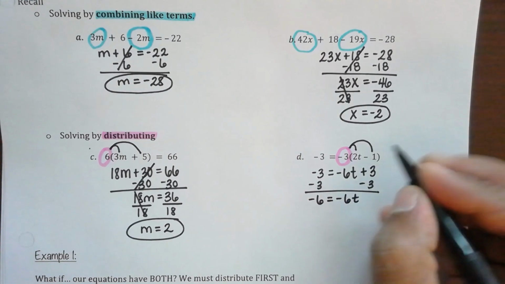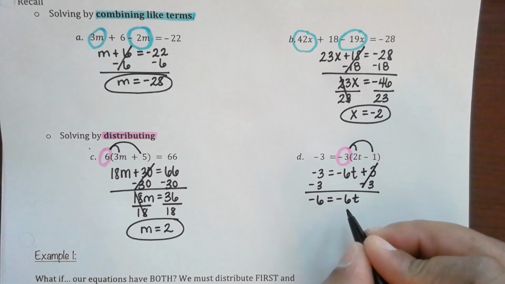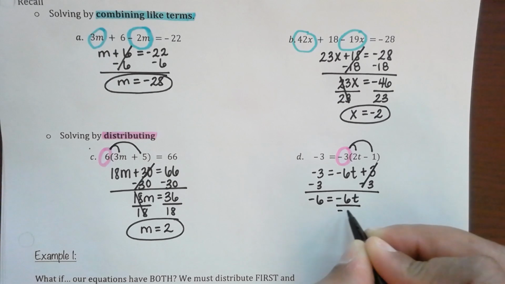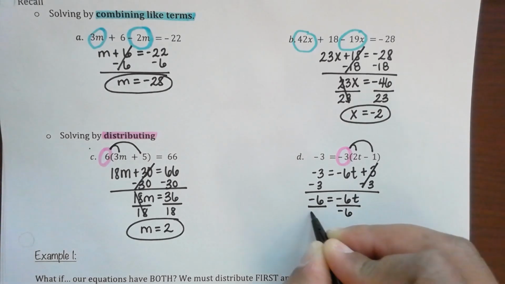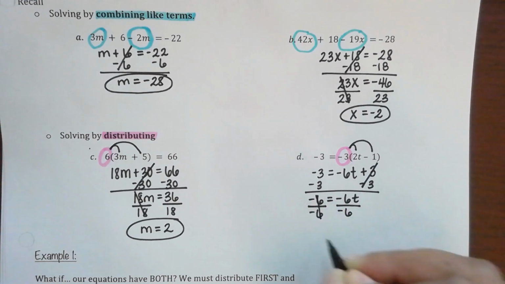-6. What happens to those threes? Cancel out. How do I get T by itself? Divide by -6. Do signs matter? Yes. And I divide -6 on both sides. Perfect. What happens to these -6s? Cancel out. Into what? 1.